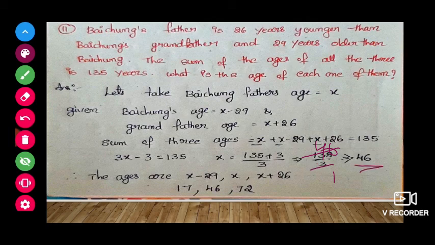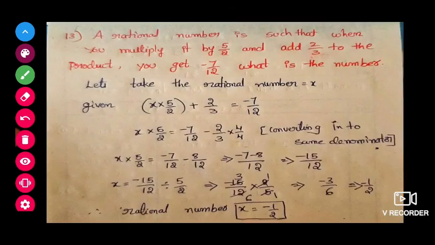The ages are x minus 29, x and x plus 26. So now the ages will be 46 minus 29 is 17, x is straight away 46, and x plus 26 is 72. That's it children.